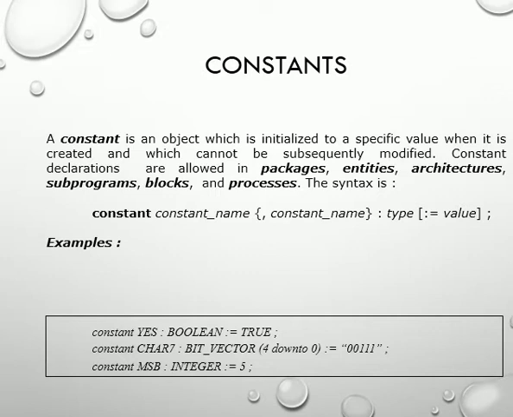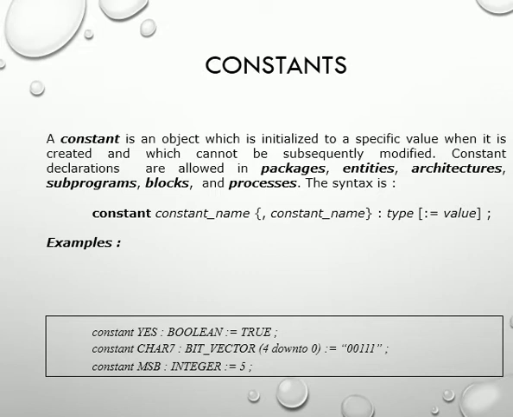Now if we are using these constants in a specific process, then we need to declare these constants in that process only. If we take an example of a constant, suppose the constant name is s, then constant s colon, now if it is a boolean type, then boolean, then colon equal to and the true value. This is the initial value, and it will be followed by a semicolon. Remember that the semicolon indicates the end of that statement.